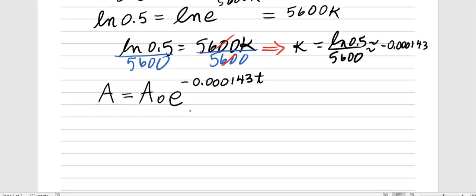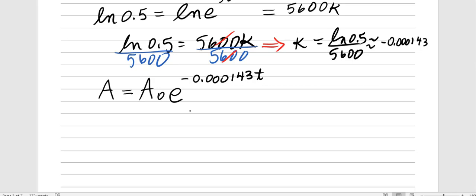Now, I want to find how long it takes for this to decay to 45% of the original amount. So to do that, I'm going to replace A with 0.45 or 45% of the initial amount.